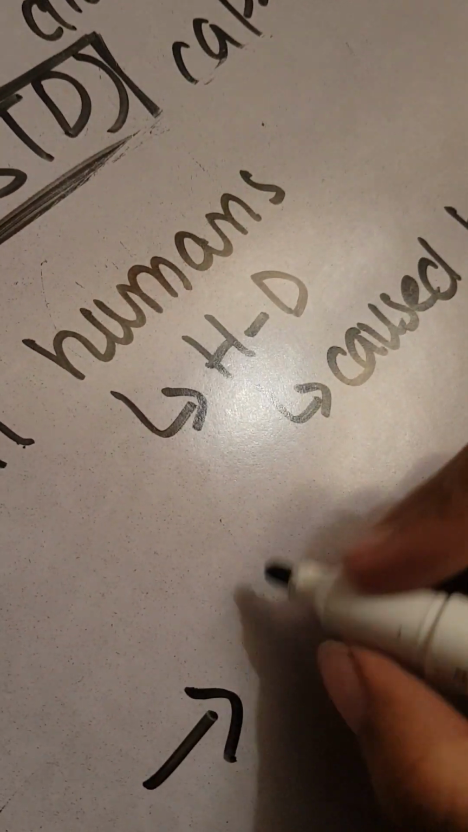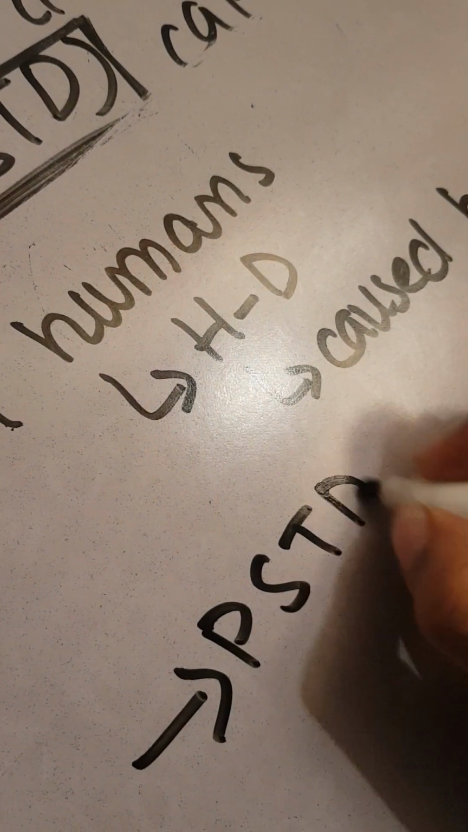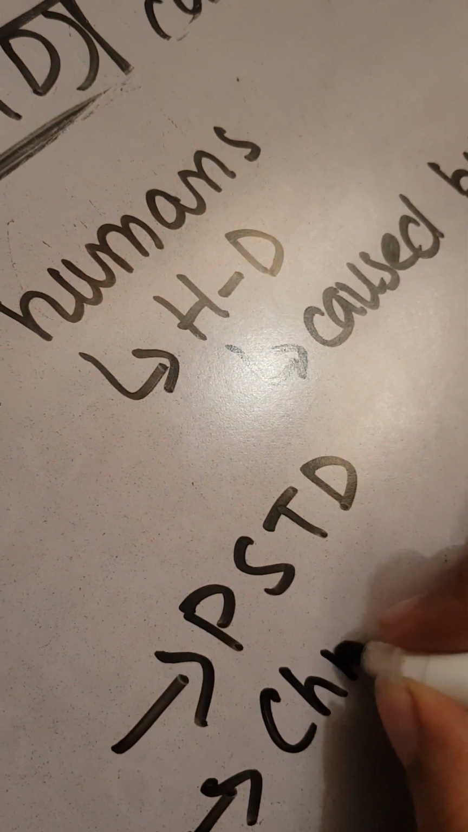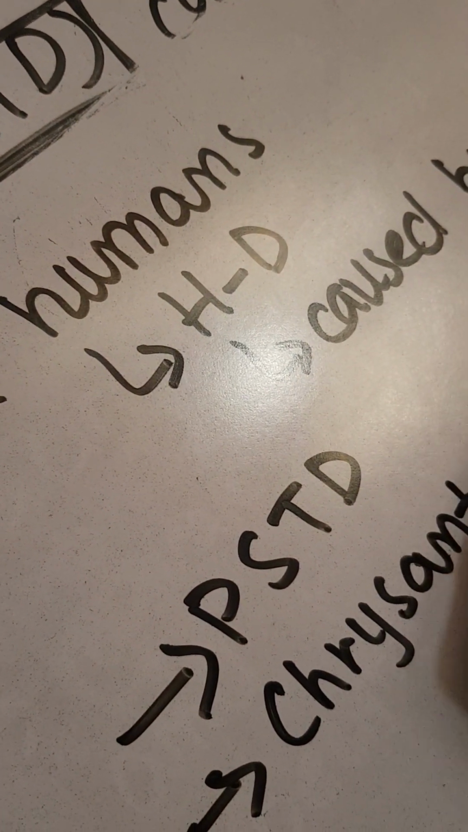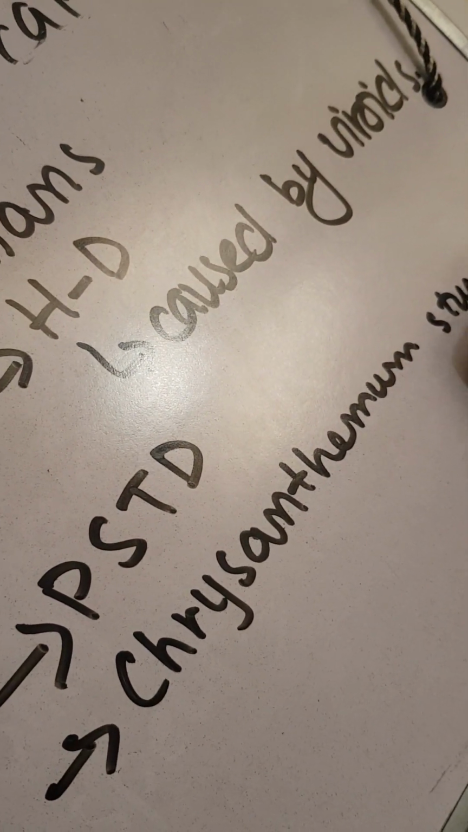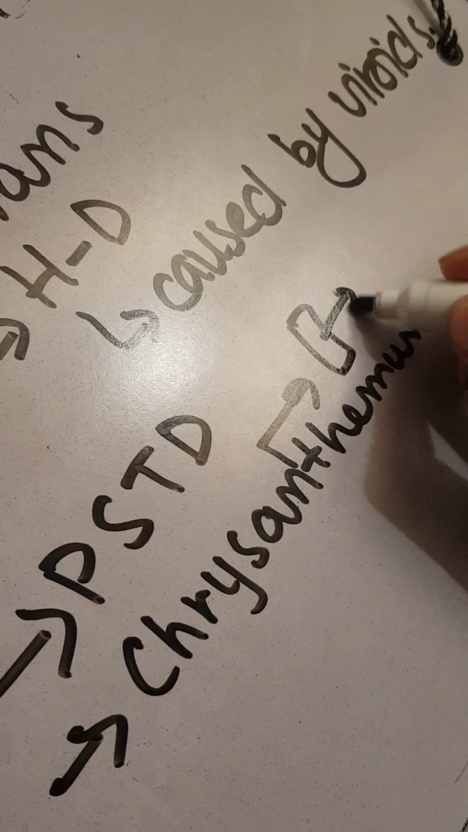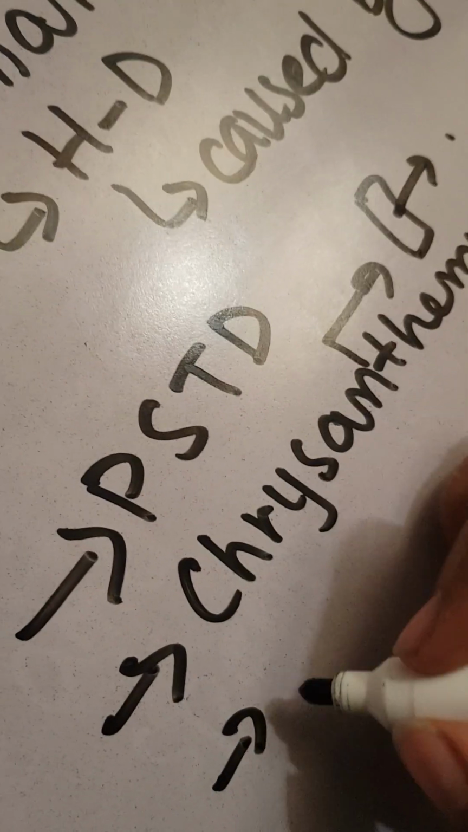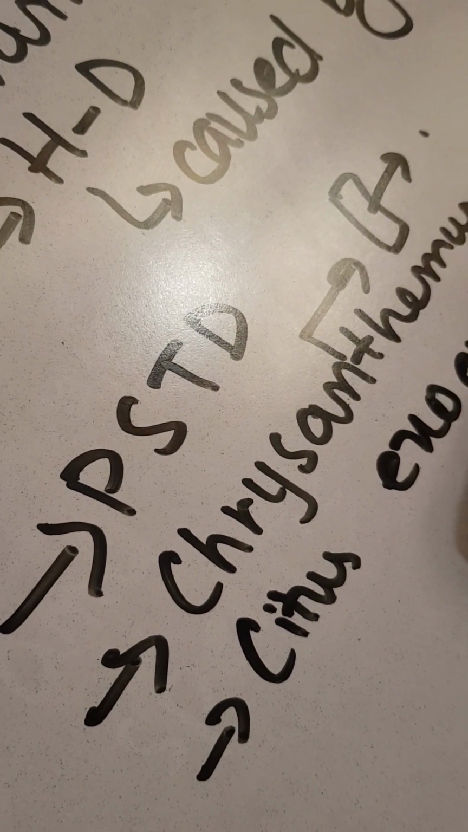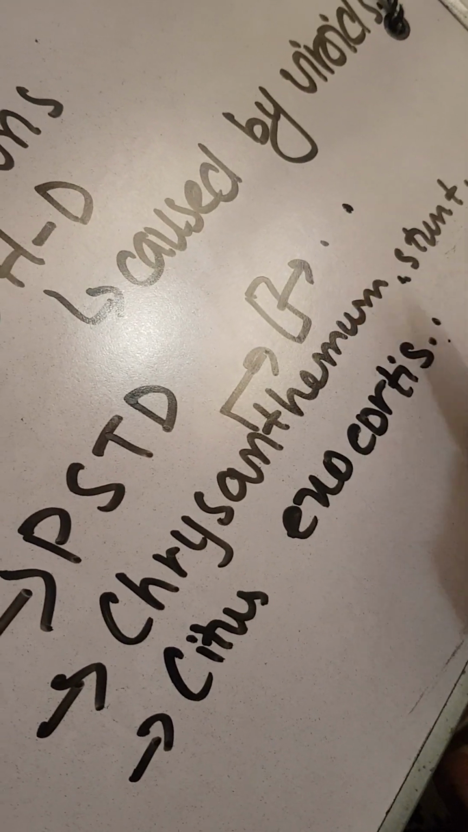The other diseases caused by viroids in plants are, first, as I told you, PSTD, which occurs in potato. Number two is chrysanthemum stunt. In this, the plant will grow physically but not functionally. Then the last one is cadang-cadang in coconut. These three are the diseases that are caused by viroids.